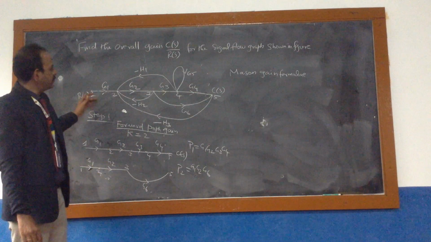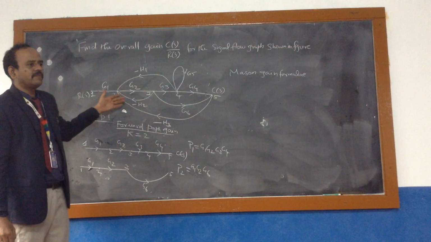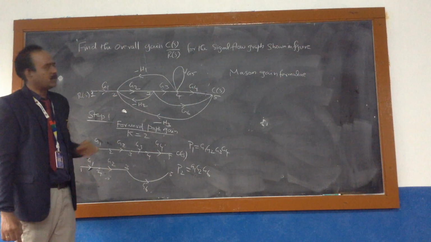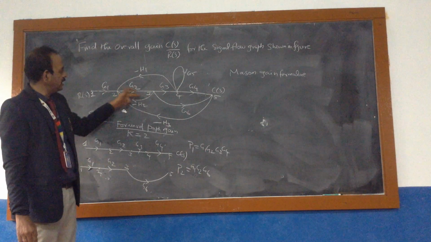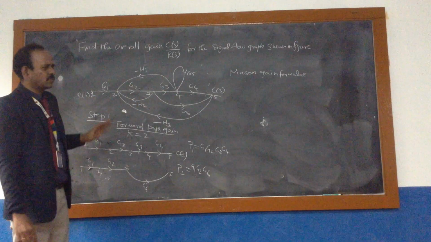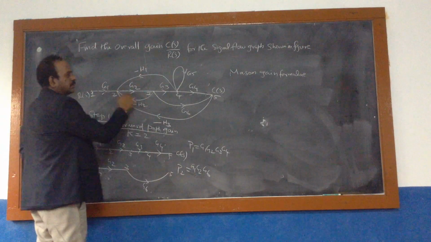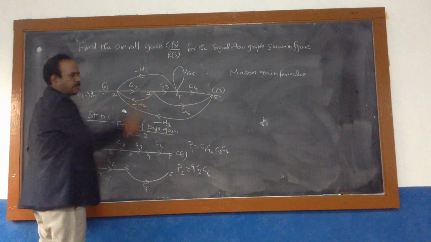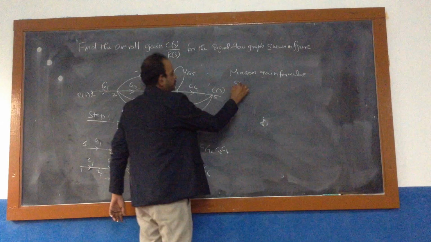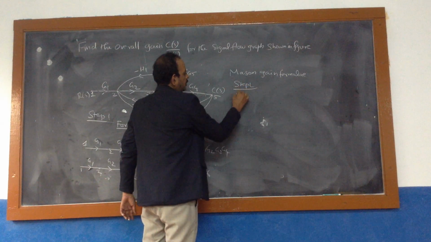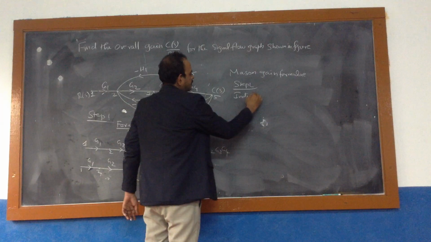In the second step, you are going to find how many individual loops are present in the given flow graph. A loop is nothing but a closed path, so we have to find how many closed paths there are. Step 2: individual loop gain.